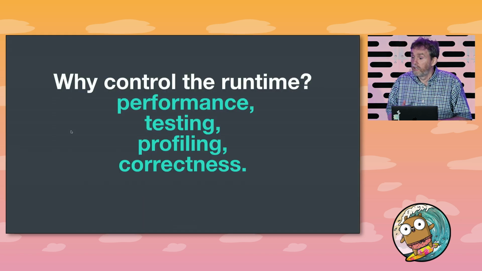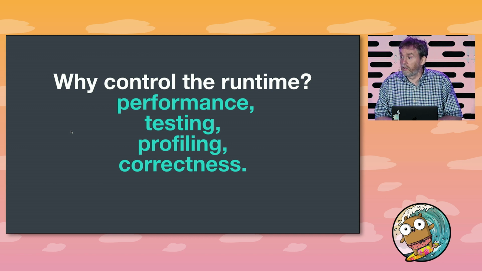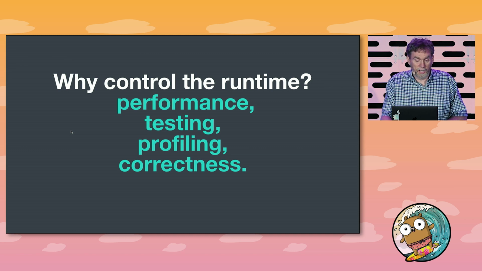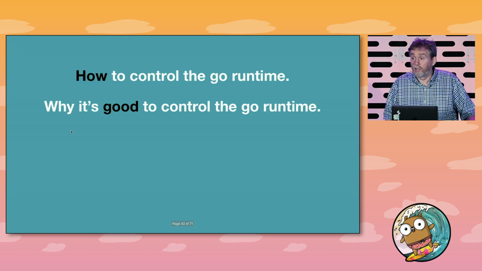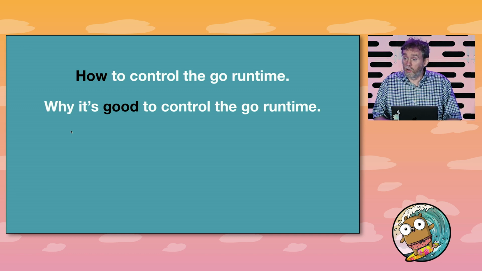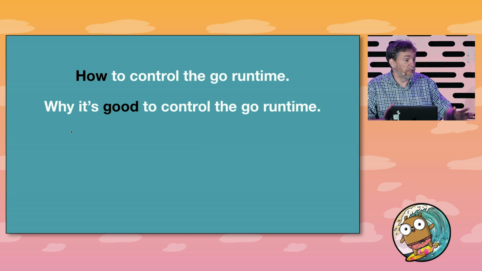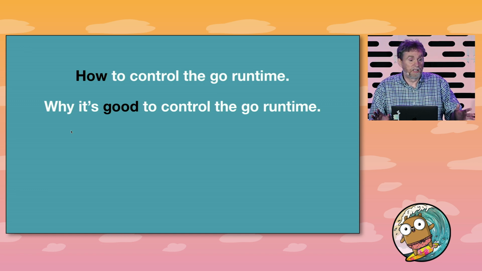So why should we control the Go runtime? Why is it a good thing? All the reasons I just gave: for performance, for testing, profiling, correctness, debugging, things like that. So that's the answer to the two questions that I said we'd discuss today. The first was how to control it. So I told you some ways, and you can go looking in the runtime package. It's in Go, it's right there, and you can see what's happening with that. And why is it a good thing? Well, we saw all those reasons just now.